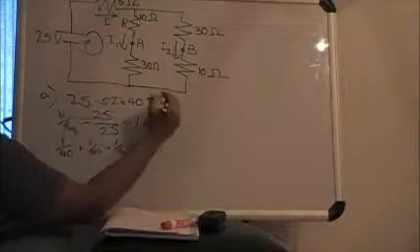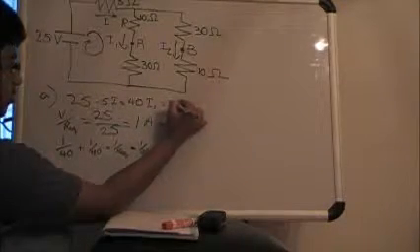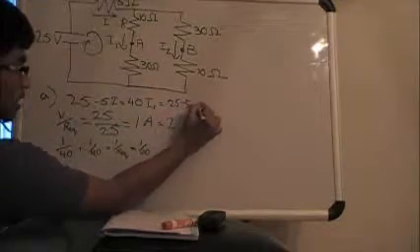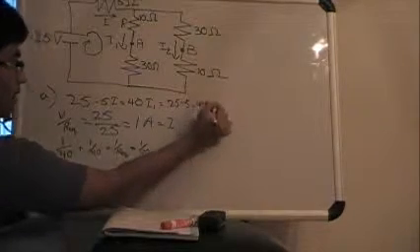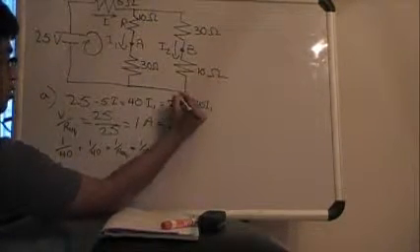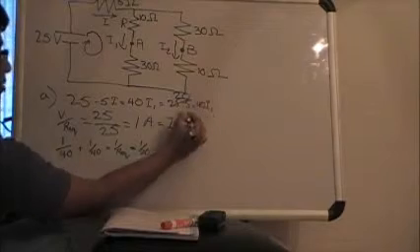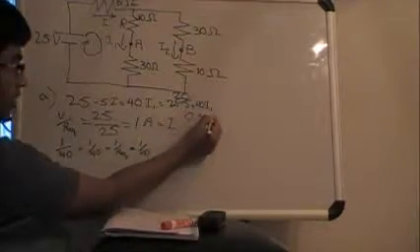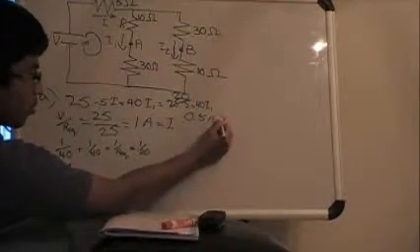When you plug that into this equation, you get 25 minus 5 equals 40 I1, and so this equals 20. 20 divided by 40 is equal to 1/2, so 0.5 amperes is equal to I1.